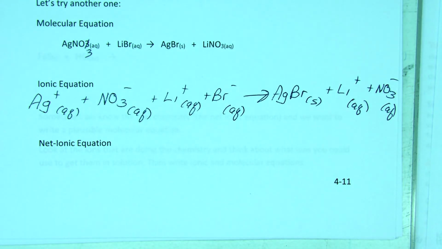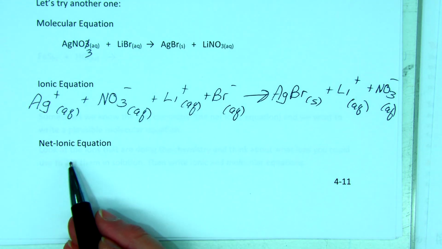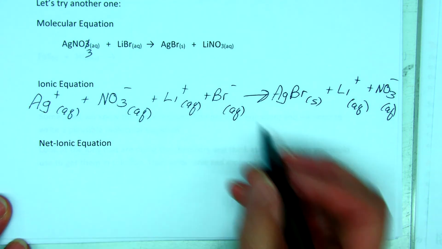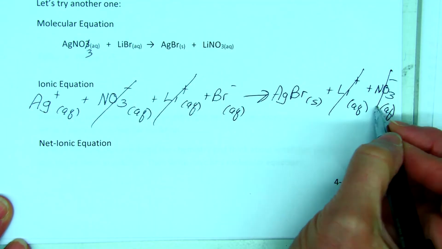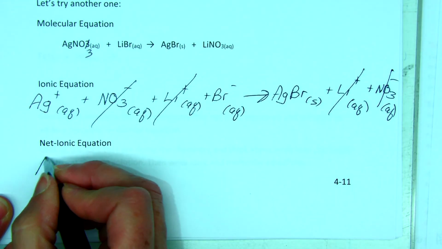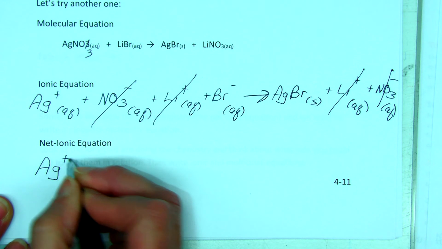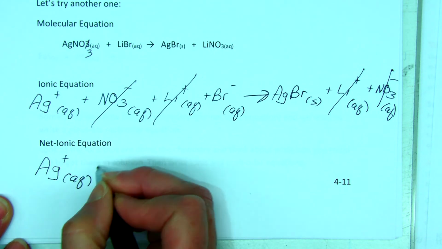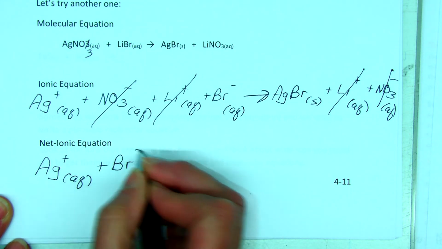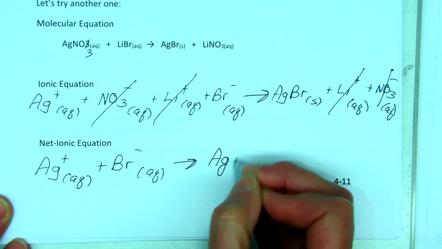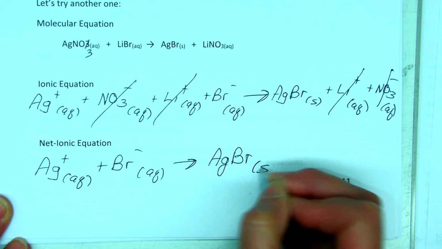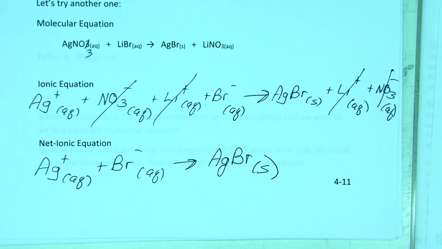Now we look at our net ionic equation. So the net ionic equation, we see what's left. I have lithium on both sides. I have nitrate on both sides. So now I have silver ions plus bromide ions make silver bromide solid. So the net ionic equation shows the real chemistry.